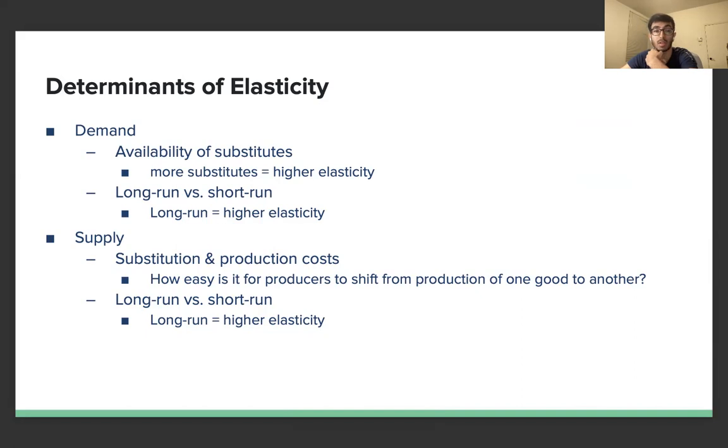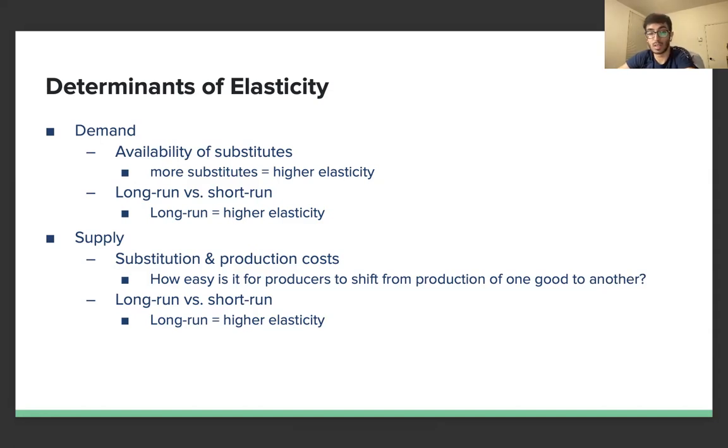So let's talk about demand first. More availability of substitutes usually means higher elasticity. The reason for that is if for a good there are multiple substitutes available in the market, then even a small price increase can easily make the consumer switch from your good to another good, because it's very easy for the consumer to just go and buy some other substitute. So a high number of substitutes means higher elasticity.